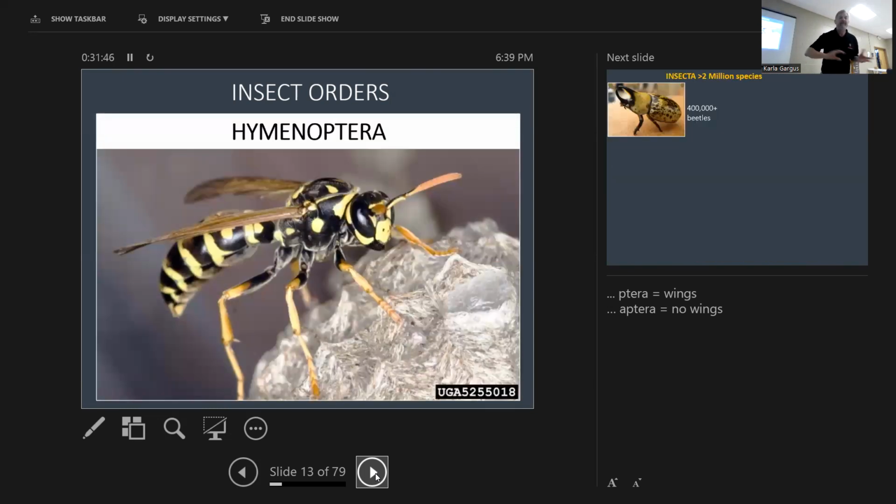Another order is the Hymenoptera, which means married wings because the wings are hooked together in one flapping surface. But that's wasps and bees and ants, et cetera. So a lot of different diversity of insects.